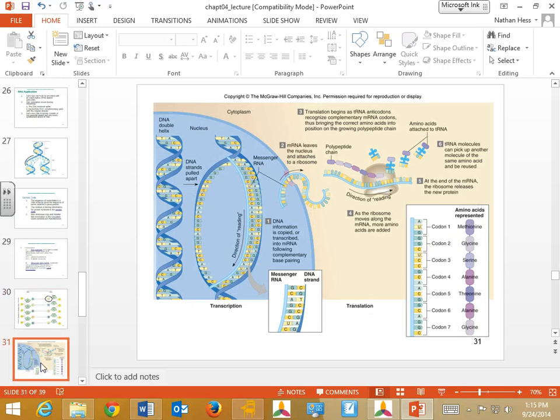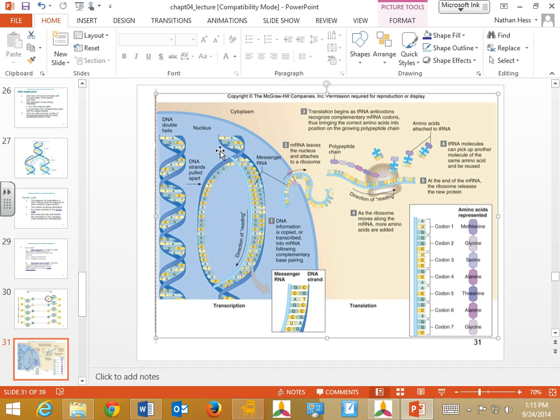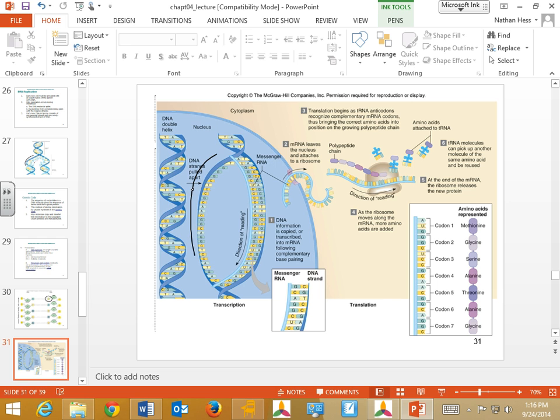So basically, they're coming in, and they unwind this little portion of the DNA. Let's try it again. They unwind this thing right here. You see it? Kind of like just parting the curtains, right? And they're going to copy just this one little portion here. That's what the messenger RNA is doing, right?